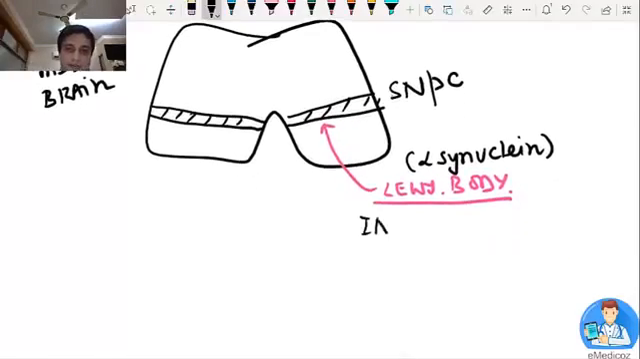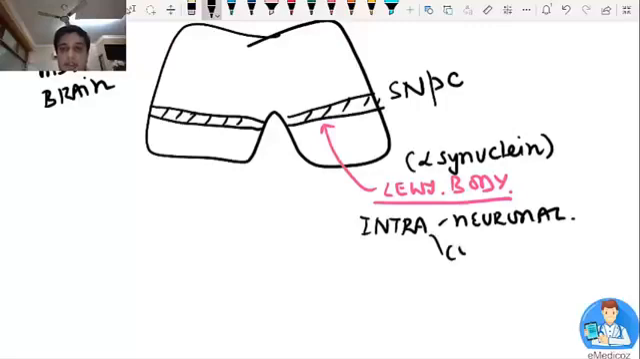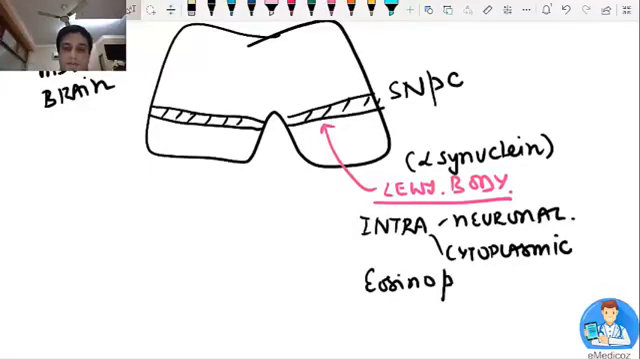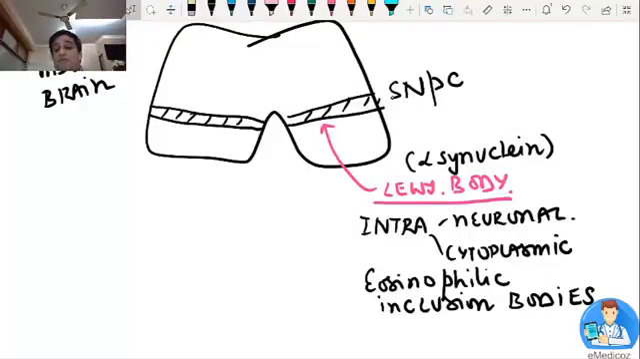If I look into the microscopic picture of a brain biopsy, a Lewy body is always defined as an intraneuronal, intracytoplasmic, eosinophilic inclusion body. So inside the neurons, in the cytoplasm, there is an eosinophilic inclusion body known as a Lewy body. And what does a Lewy body end up doing? It causes atrophy or neurodegeneration in the SNPC.